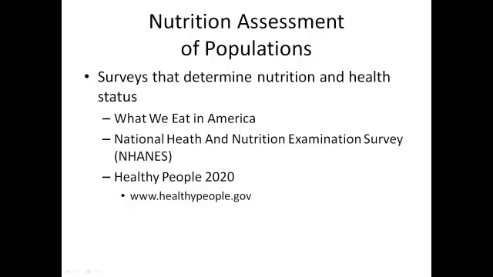It is important to know the nutritional status of our populations. There are several different surveys that will determine the nutrition and health status of Americans. The 3 that we look at are What We Eat in America, the NHANES studies, and Healthy People 2020. These nutrition assessments of populations basically help set goals for Americans for good health and quality of life. These are the top health goals in this country.